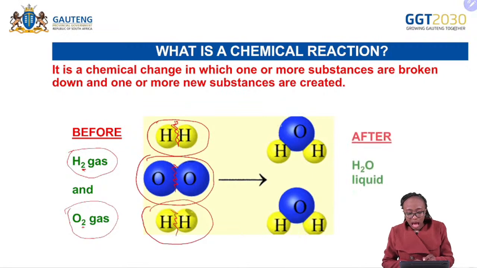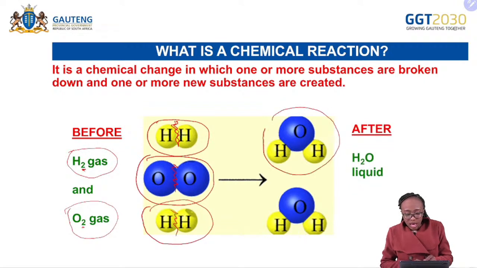So these are our new substances. That compound has a hydrogen atom, another hydrogen atom, and an oxygen atom. We've got another new substance which is identical, which has a hydrogen atom, another hydrogen atom, and an oxygen atom.